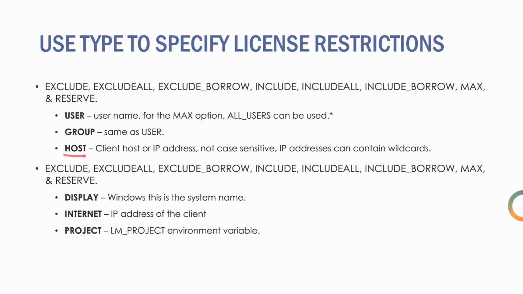And you can also use host, either the client host, IP address, and you can use IP addresses that have wildcards. So if you've got a specific group, maybe they're in a different location, they've got a different IP range that they're working with, you can exclude based on IP range using wildcards. You can also use display, which is the Windows system name, the IP address, or you can use project, specifically the environment variable LM project.